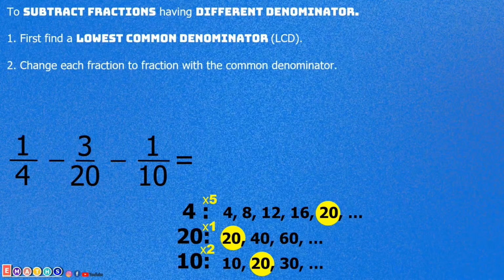Now, each fraction, we write it with the common denominator. To do that, our first fraction, we multiply top and bottom by 5. Our second fraction, we multiply top and bottom by 1. Our third fraction, we multiply top and bottom by 2.